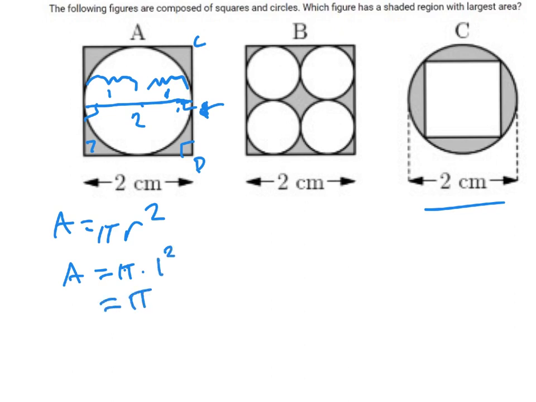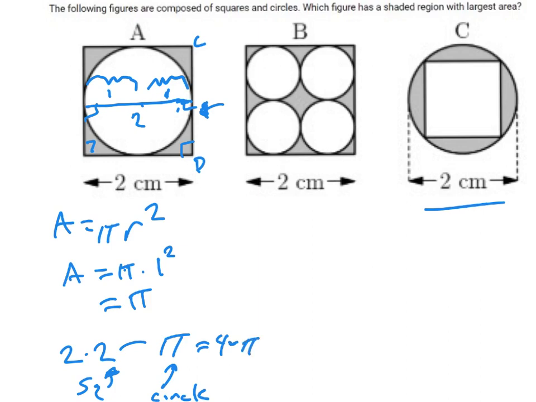But then they ask for the shaded area, not the circle. But we know that the circle is taking up part of the square, and if we subtract that from the area of the square, we're just left with the gray areas. So the area of a square is the side length squared, so 2 times 2 minus pi, which is square area right there and circle area right there. We're left with 4 minus pi.